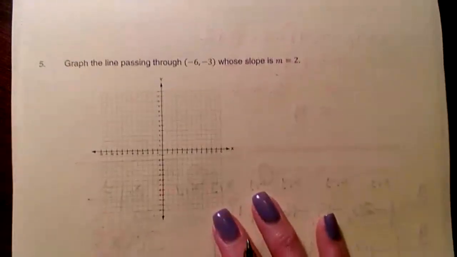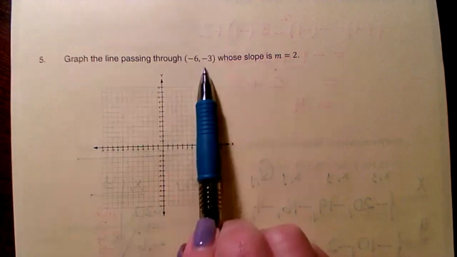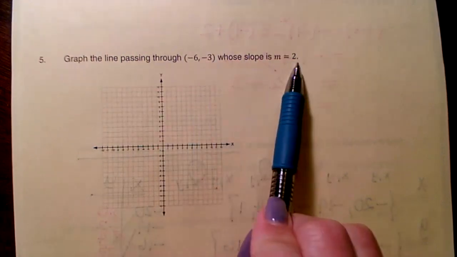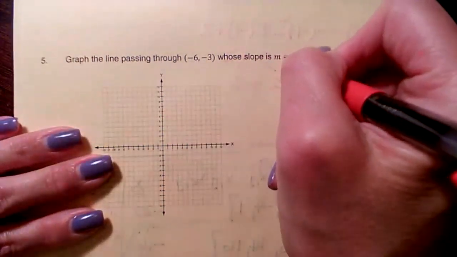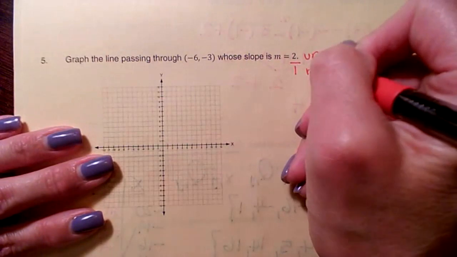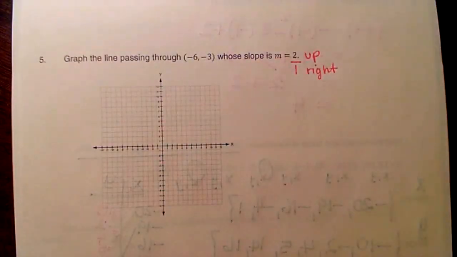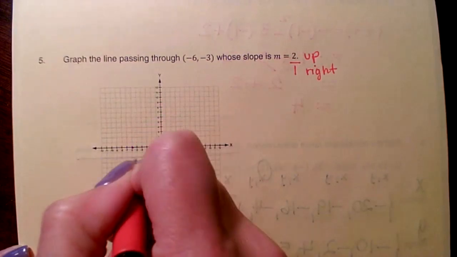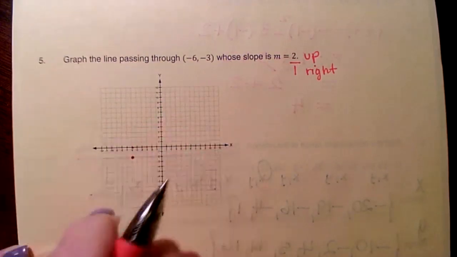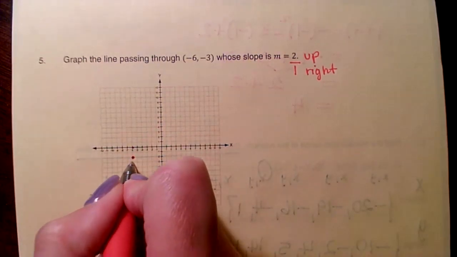Now, number 5 says, graph the line passing through this point, and it has a slope of m equals 2. Okay. So this is going to be up 2 and 1 to the right. Let me locate this point in my graph. So it's going to be negative 6, which is right here. And we're going to go down to 2. So we're going to start at negative 6, no, negative 6, comma negative 3, sorry.